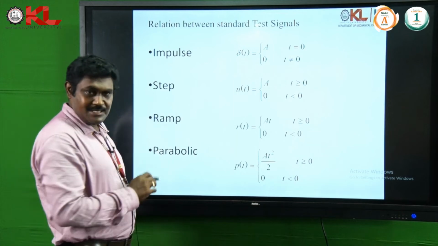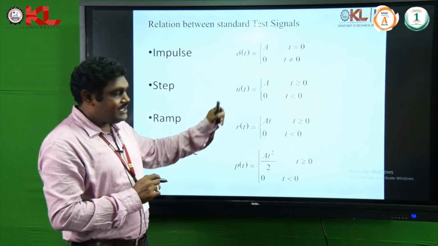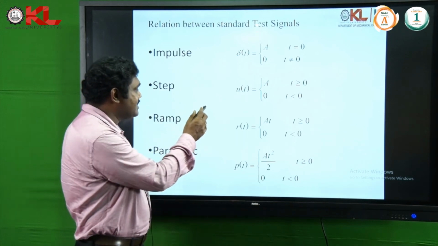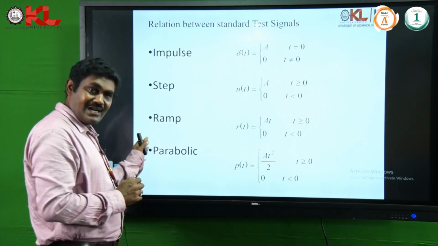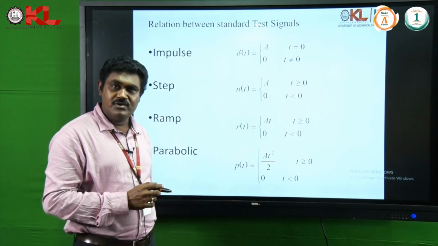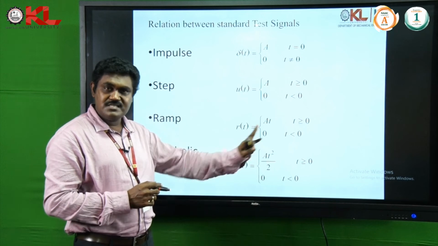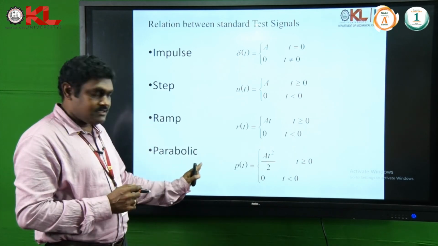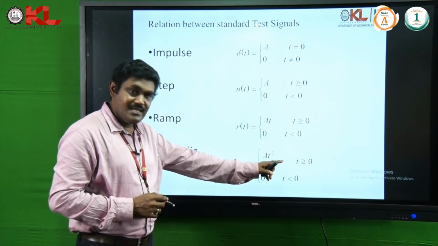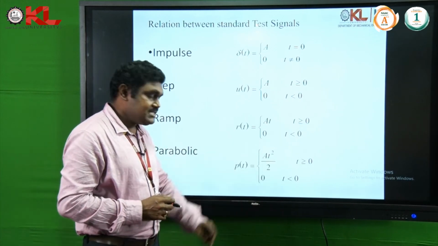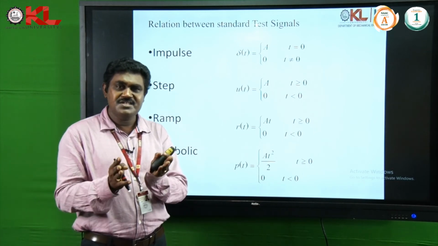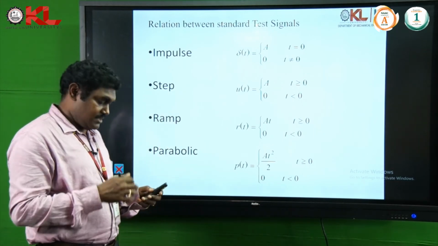And for the step signal, u of t is equal to A if t is greater than or equal to 0, and for t less than 0, it is 0. Coming to the ramp signal, r of t is equal to A t if t is greater than or equal to 0, and is equal to 0 if t is less than 0. For parabolic, p of t is equal to A t square by 2 for t greater than or equal to 0, and for t less than 0, this value is 0. Then how can we write down the relations between these signals? Let us see this.